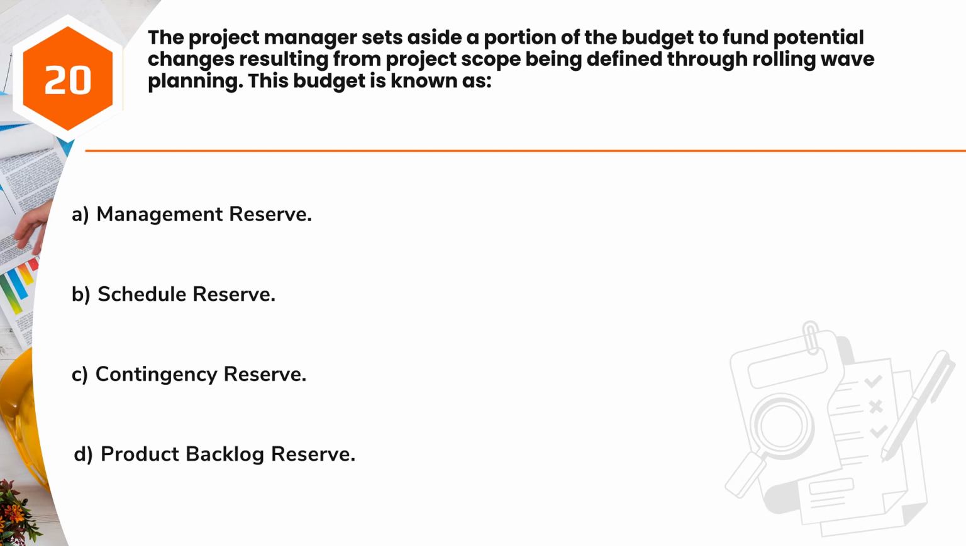Question 20. The project manager sets aside a portion of the budget to fund potential changes resulting from project scope being defined through rolling wave planning. This budget is known as A. A management reserve. B. Schedule reserve. C. Contingency reserve. D. Product backlog reserve.